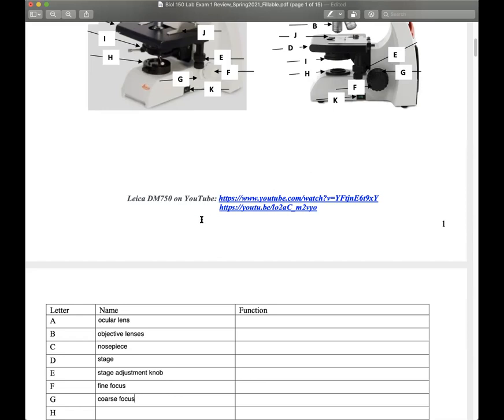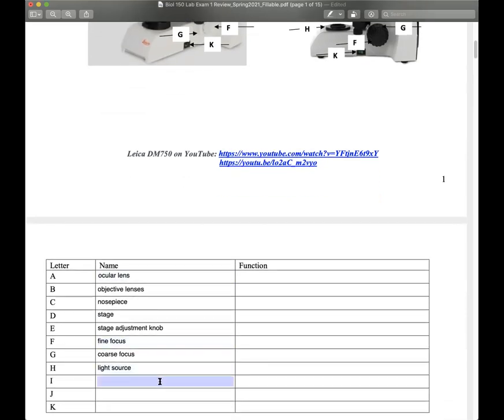So what is H? Illumination. Yeah, H is our light source. And you often see the condenser on there as well, right above the light source. Or actually, no, I'm sorry, the condenser is up. That's I. I is our condenser.